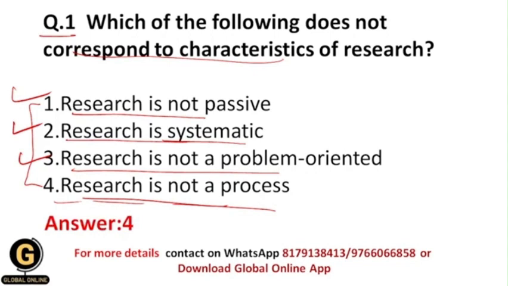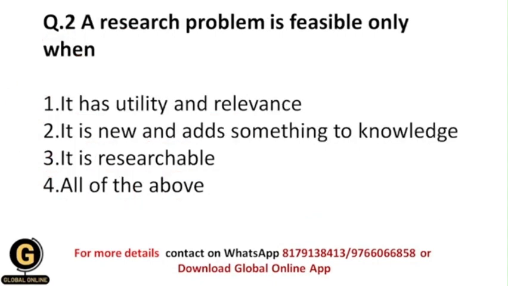Okay, that's why this is the correct answer for this question. A research problem is feasible only when. So when the research problem is feasible, what are these conditions? After that only we think that research problem is feasible. So let us see the options.